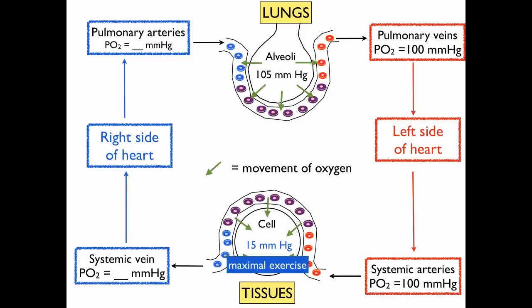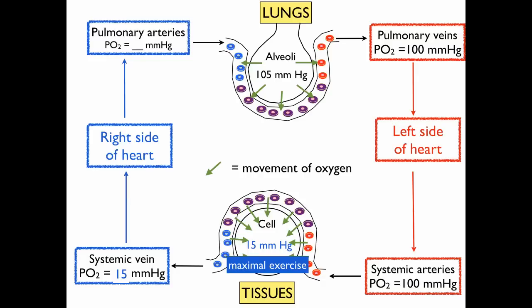So now let's look at an example. The partial pressure of oxygen being delivered by the systemic arteries during exercise is mostly going to be about the same, 100 millimeters of mercury. However, now within the tissues, the partial pressure is 15. So this sets up a larger partial pressure gradient. So there will be a greater movement of oxygen into the cells because of this large partial pressure gradient. Just like at rest, the capillary reaches equilibrium with the cell so that the partial pressure of oxygen leaving is the same as is in the cell, 15 millimeters of mercury.